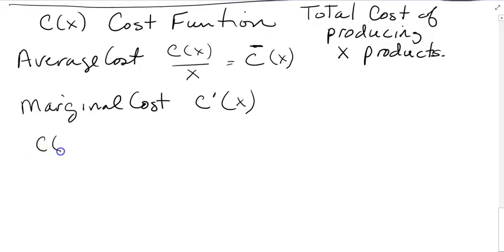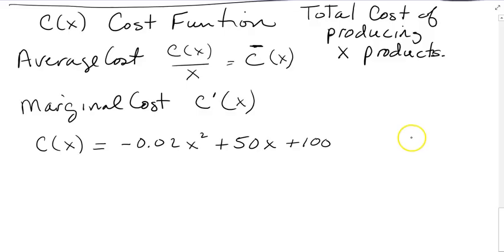Let's start with one quick example. As I stated, cost functions are a little crazy. So this one is negative 0.02 x squared plus 50x plus 100. And this covers products up to 1,000 products. So this cost function works from 0 to 1,000 products.